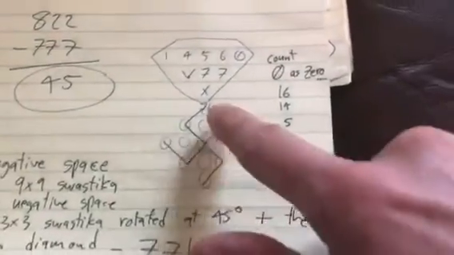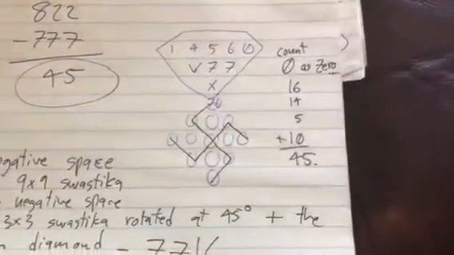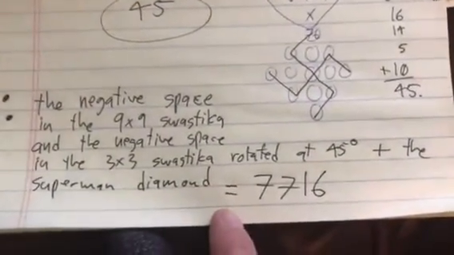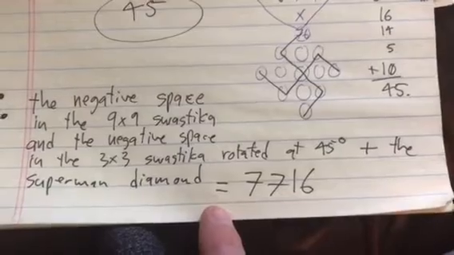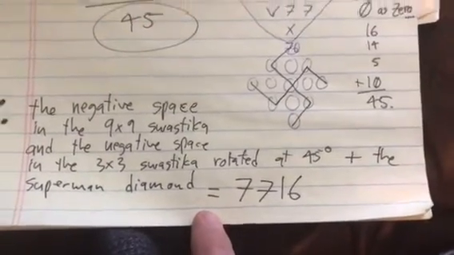So if you count the negative space in the Superman diamond, but you actually count 0 as 0 for the first time in my channel's history ever, then the negative space in the 9x9 swastika and the negative space in the 3x3 swastika rotated at 45 degrees plus the Superman diamond equals 7716. Prove me wrong. This is crazy.